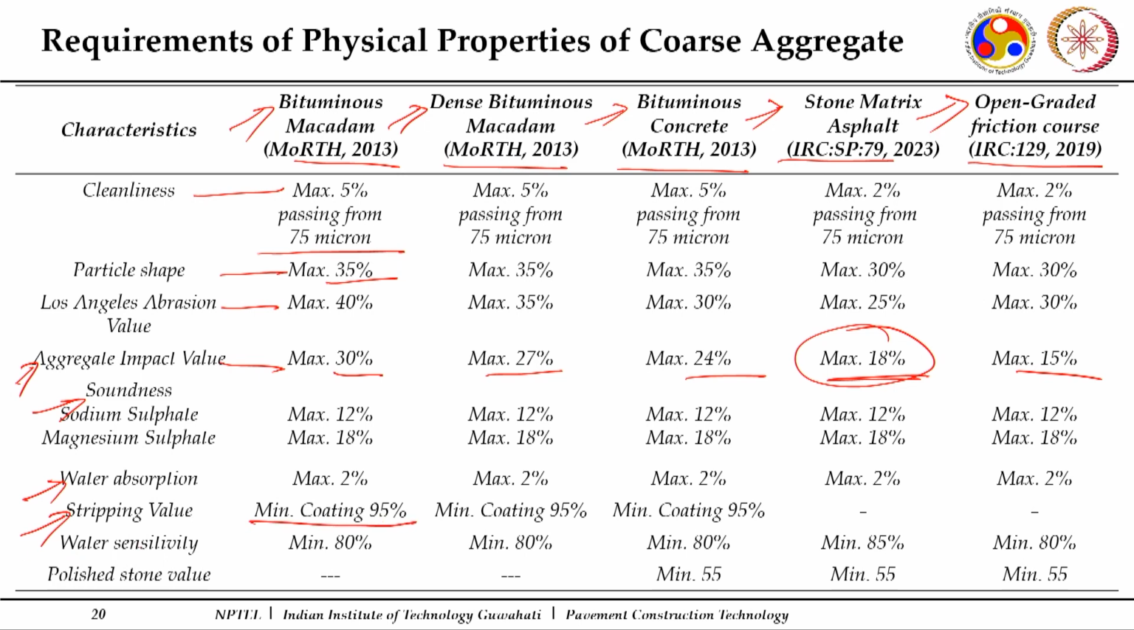Water sensitivity is another test which we will discuss when we cover the mixes in the coming slides. Then the polished stone value, especially, says the minimum value should be 55.